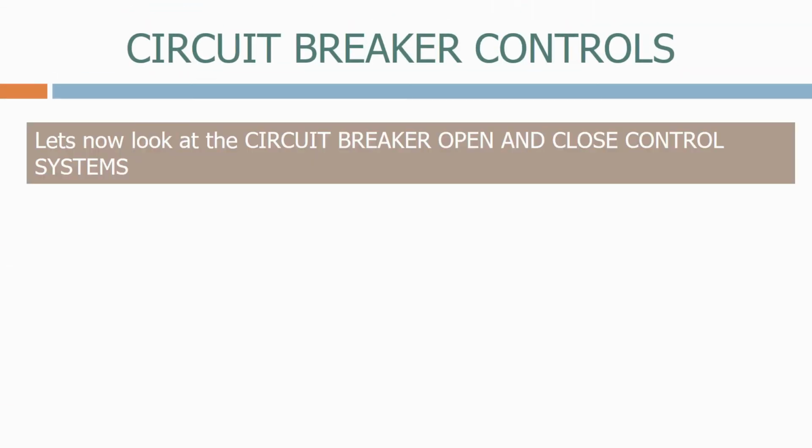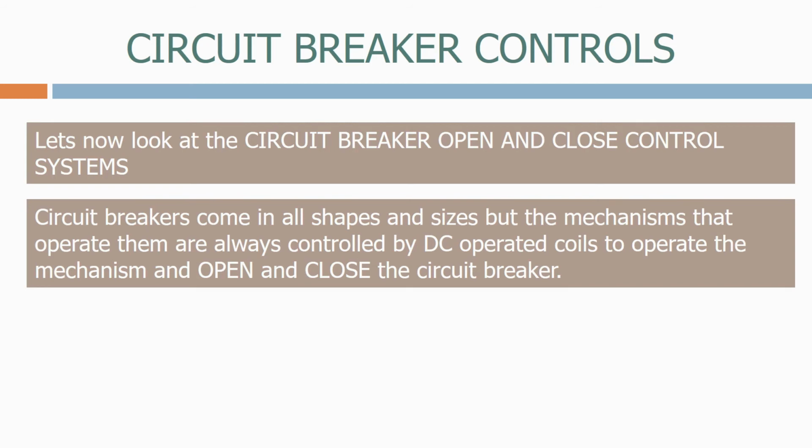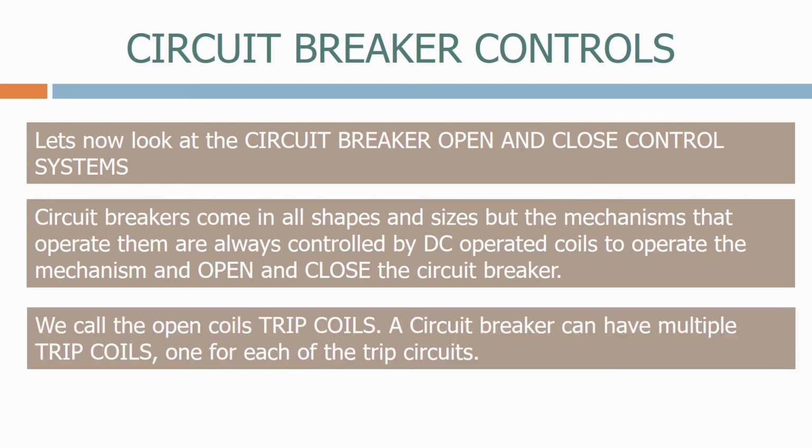Let's now look at the circuit breaker open and close control systems. Circuit breakers come in all shapes and sizes, but the mechanisms that operate them are always controlled by DC operated coils to operate the mechanism and open and close the circuit breaker. We call the open coils trip coils. A circuit breaker can have multiple trip coils, one for each of the trip circuits.